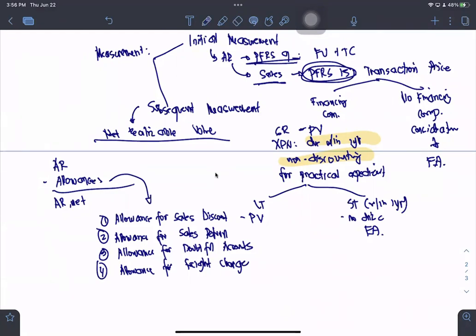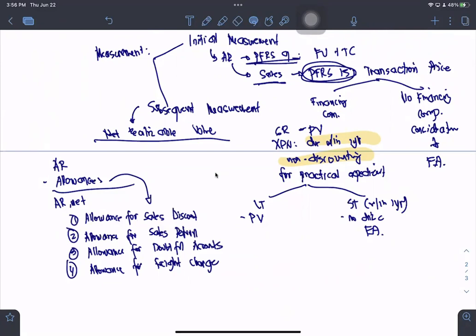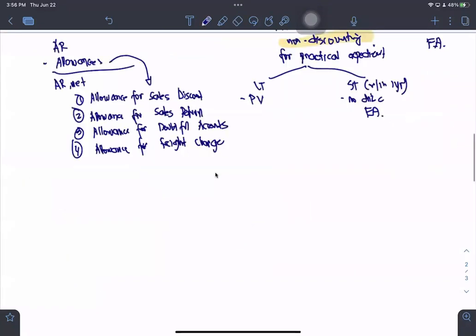Now, so that we know what amount we will include for these allowances, we will discuss it one by one. Let's start first with your sales discount. For a sales discount, you need to take note whether you are accounting for it using PFRS 15 or using the old GAAP. So you need to determine which one you are using.